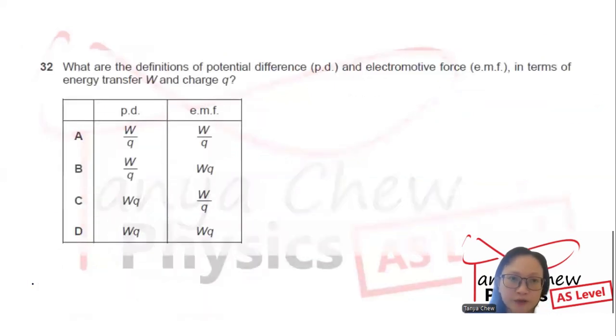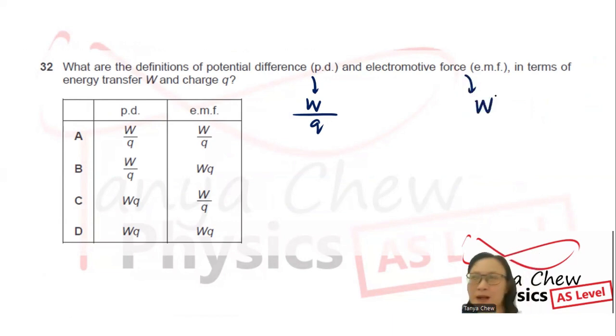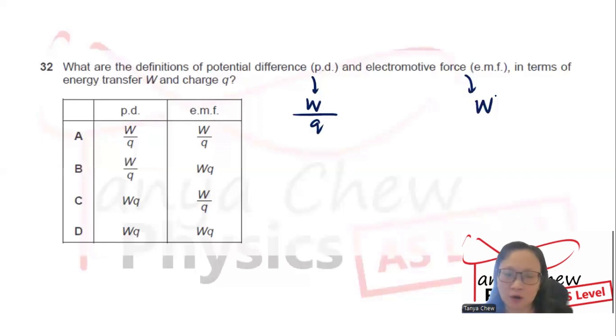Now the next one, question number 32. What are the definitions of potential difference and electromotive force, EMF, in terms of energy transfer W and the charge Q? Potential difference is defined as work done in moving a charge from one point to another point, W over Q. Whereas the electromotive force is defined as work done by the supply, or energy supplied by the source, in moving a charge through a complete circuit, over Q, because it is still the work done. Yeah, so A is the answer.